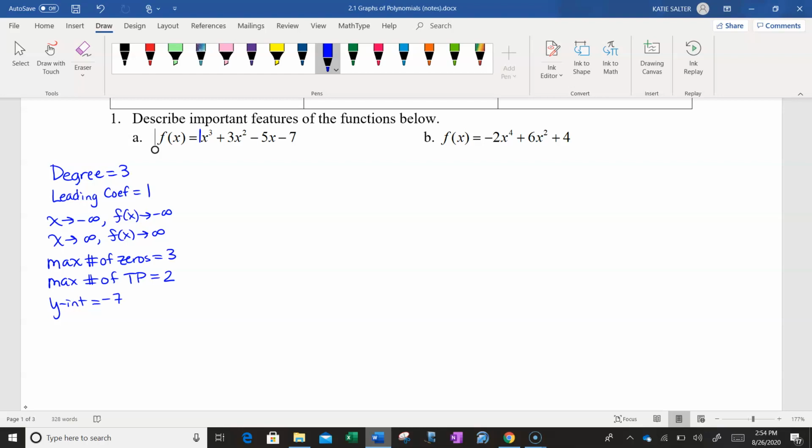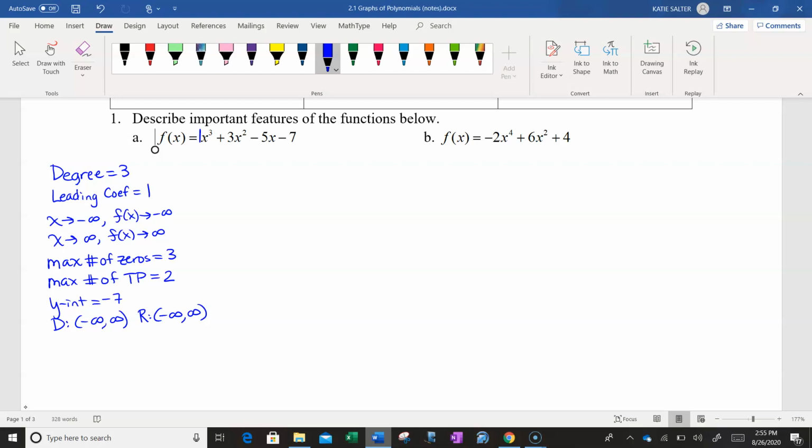Because this is an odd degree function, and we know that polynomial functions are continuous for the domain of all real numbers, and one arm's up and one arm's down, we also know our domain and range. Our domain is all real numbers, negative infinity to positive infinity, and our range is also all real numbers, negative infinity to positive infinity. Okay, folks, those are the things that I can tell you, and you should be able to tell me about this function without having to graph it. And this is where we need to work towards, and this is stuff that you learned last year.